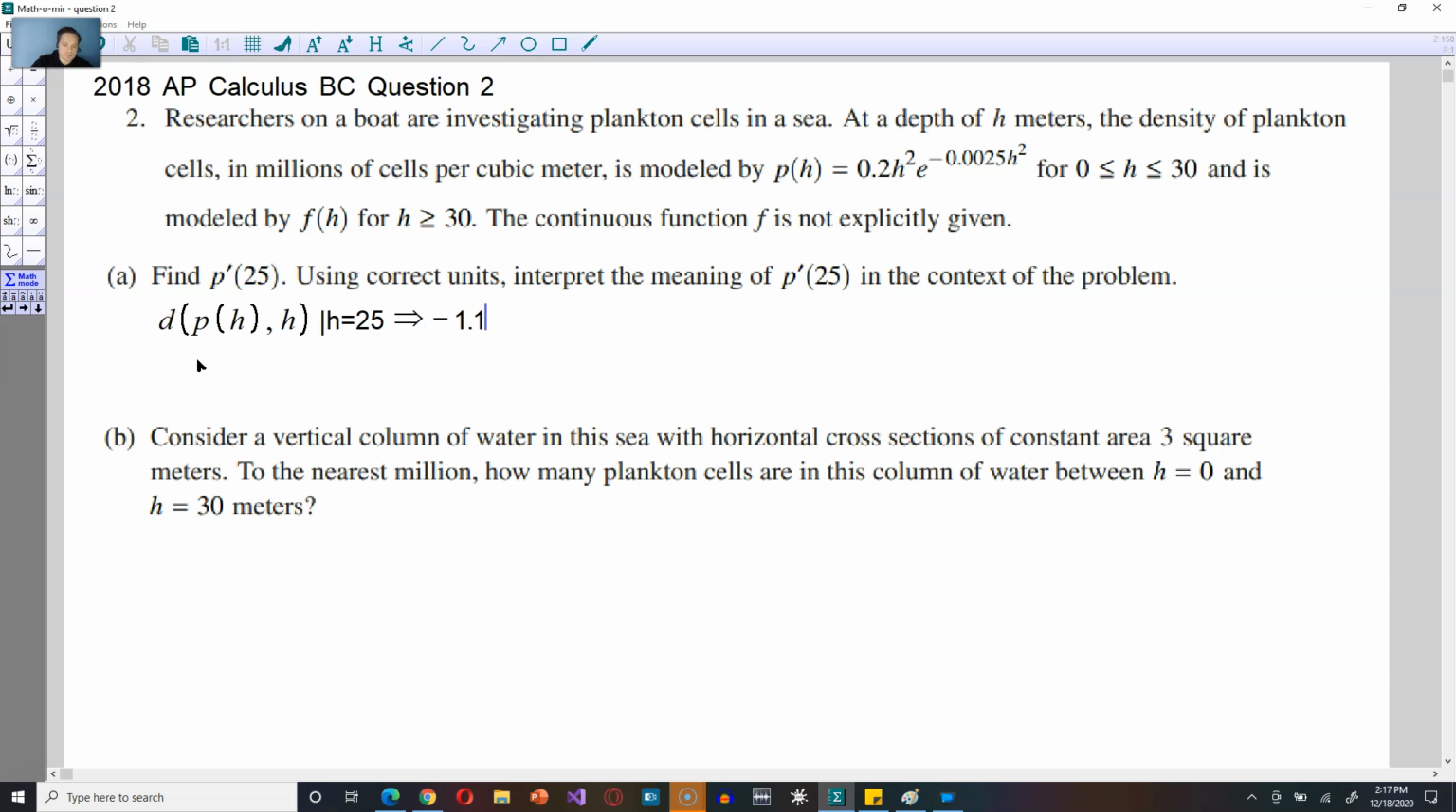Negative 1.17906. You just have to make sure you have the right units here. So the units would be million cells per cubic meter per meter. These would be the units.